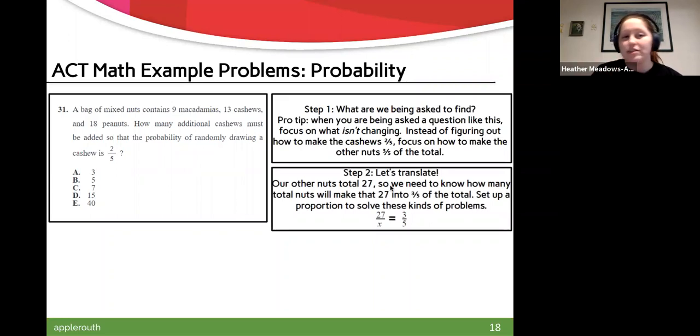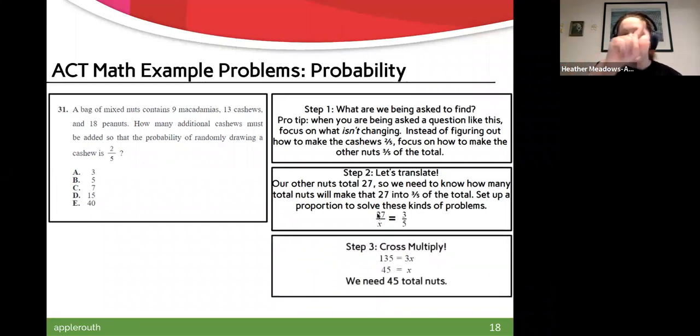So let's translate this. The other nuts total is 27, right? It's everything but cashews. So we need to know how many total nuts will make 27 into 3/5 of the total. This is a good opportunity for proportion. You see that set up here: 27 over whatever that needs to be is 3/5. We cross multiply, solve it, 45. So we need 45 total nuts.